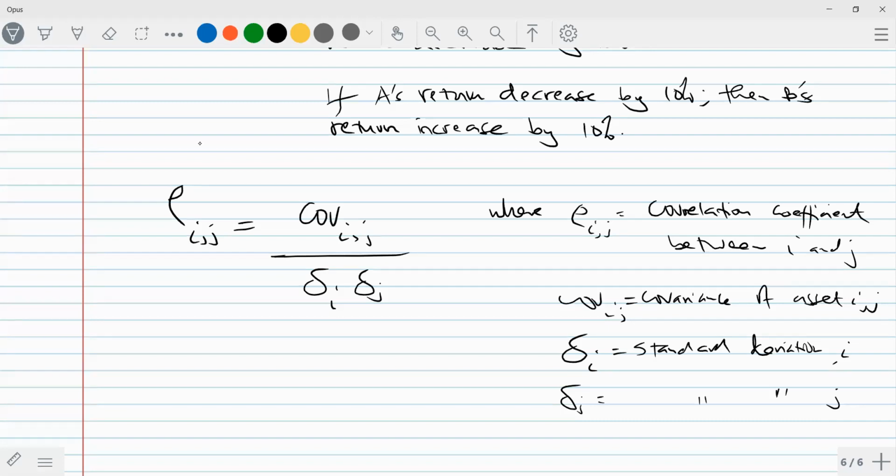From here, you can calculate the covariance. From the formula we have obtained, we can tell that the covariance between asset I and asset J is equal to the correlation coefficient between I and J multiplied by the standard deviation of I and the standard deviation of J. I've just made the covariance the subject of the equation. The covariance of I and J is the product of the correlation coefficient between the two assets times the product of their individual standard deviations. Hope that's clear.